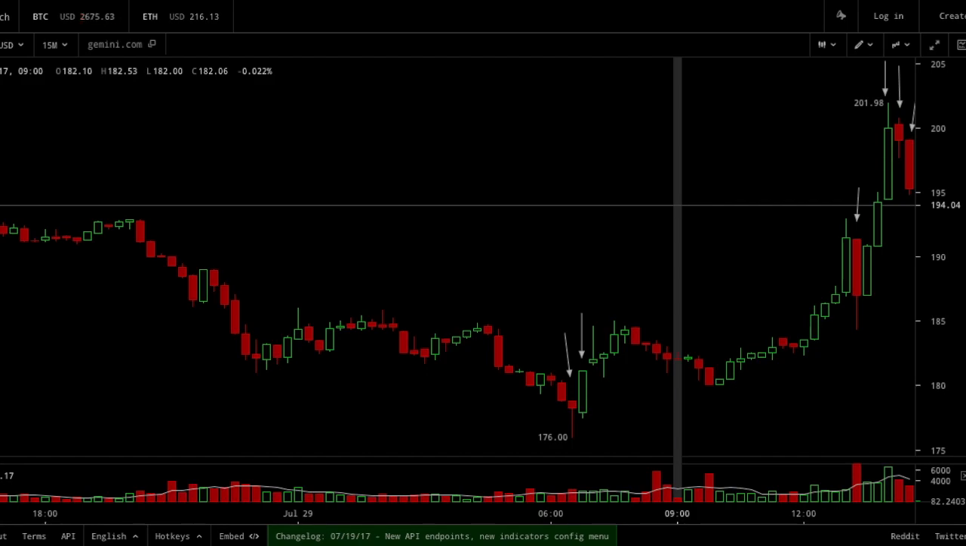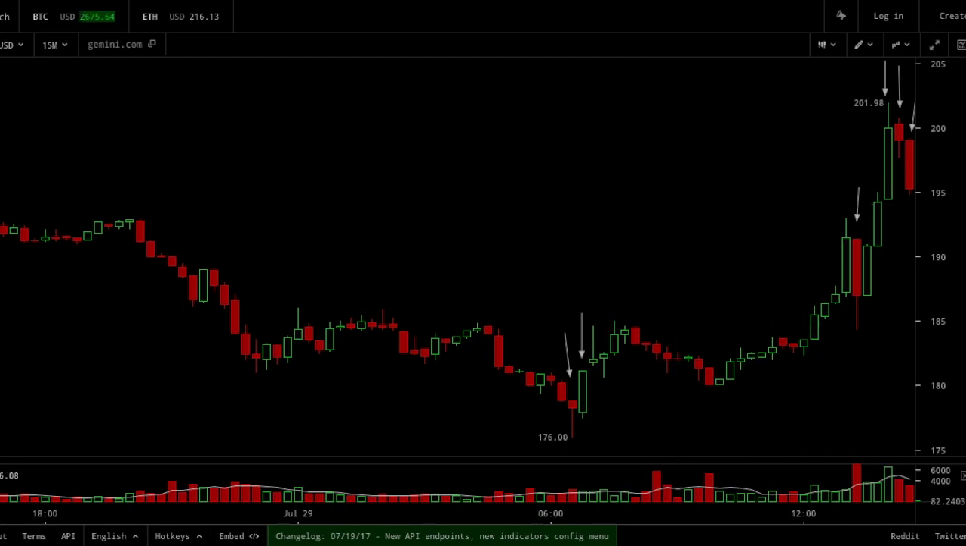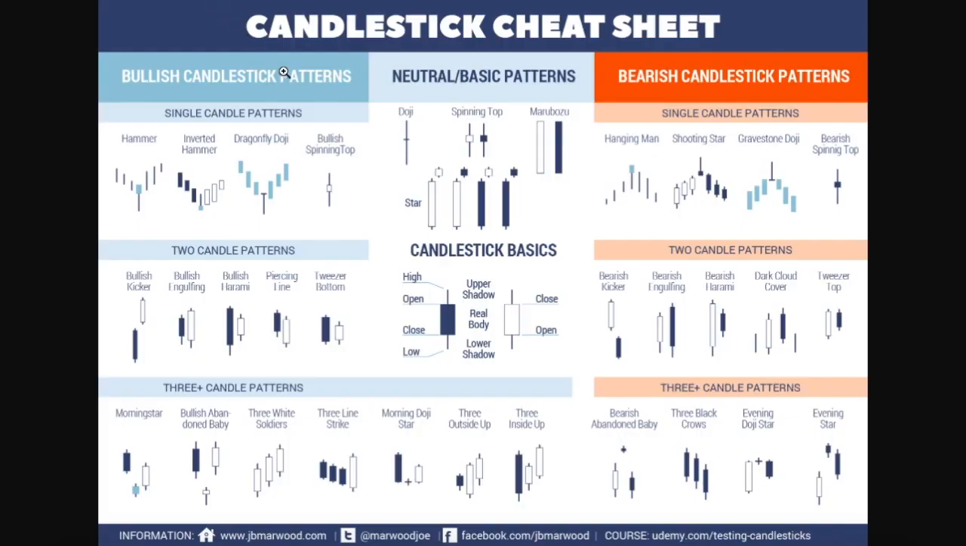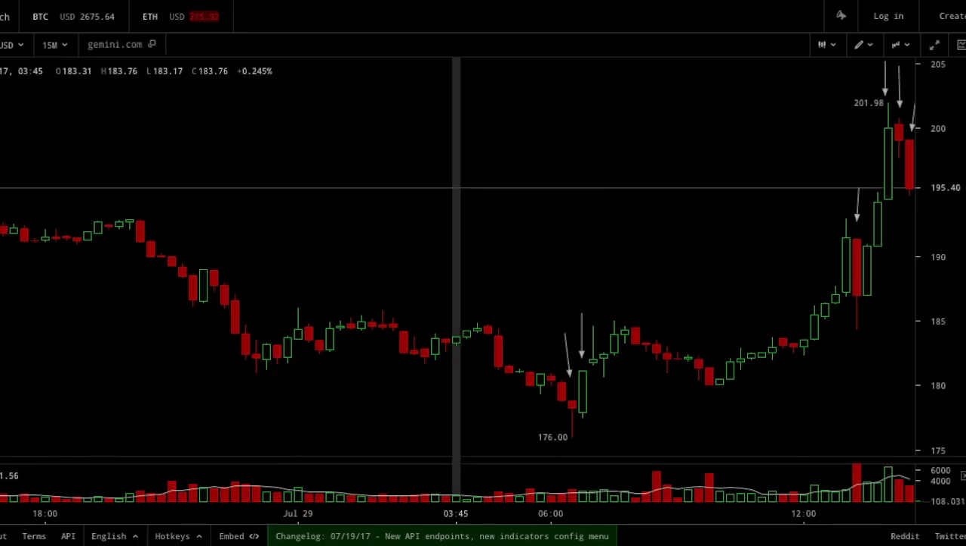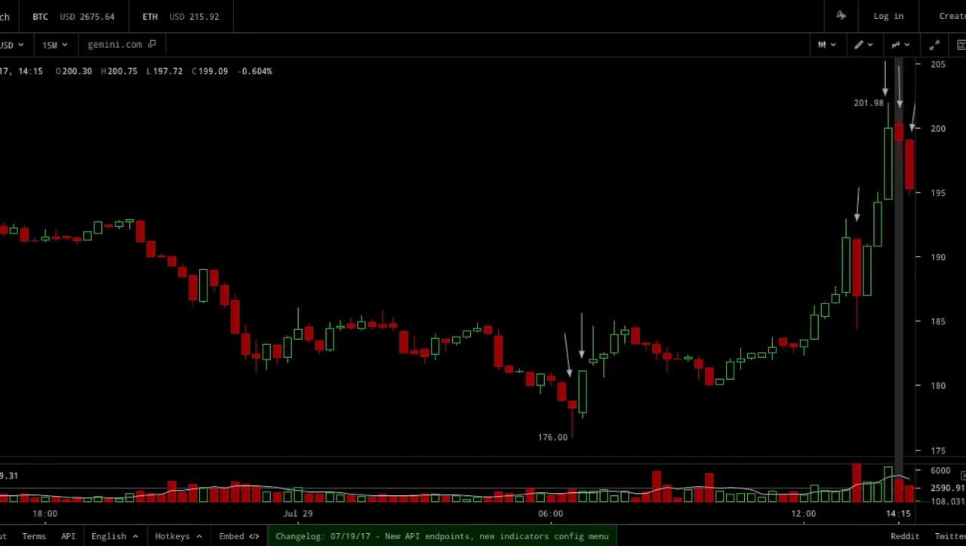Okay, so if you had said this was the evening star formation, which I'm going to flip to right now. If you had said this was the 3 candlestick evening doji star position, you'd be correct. But if we look at the volume here, it's quite telling.